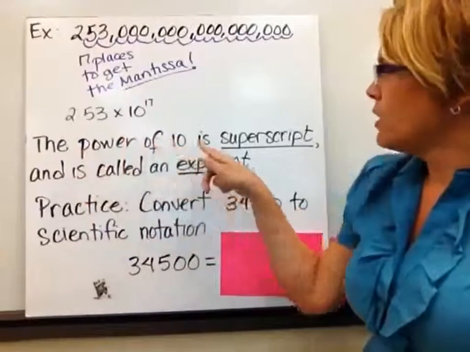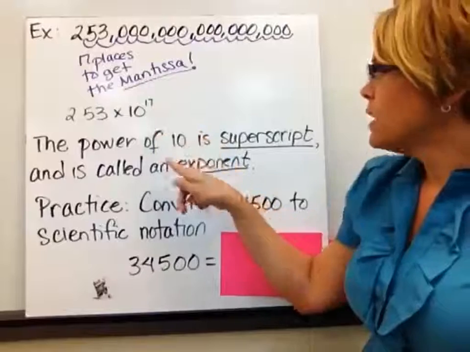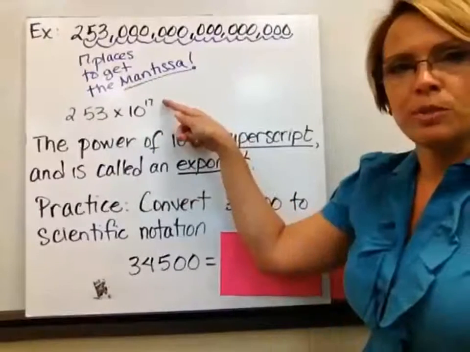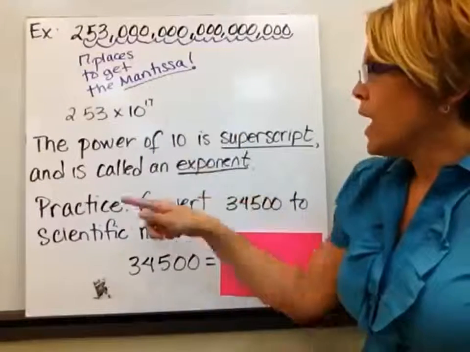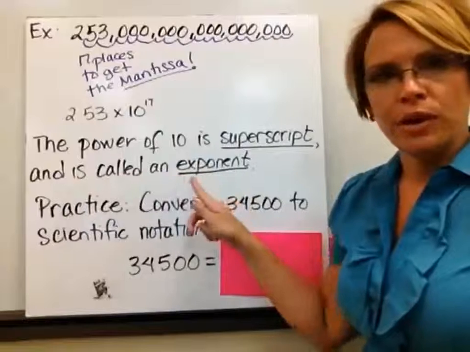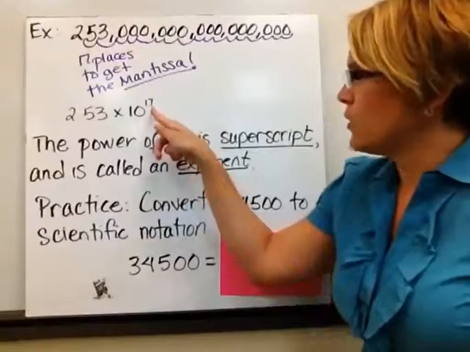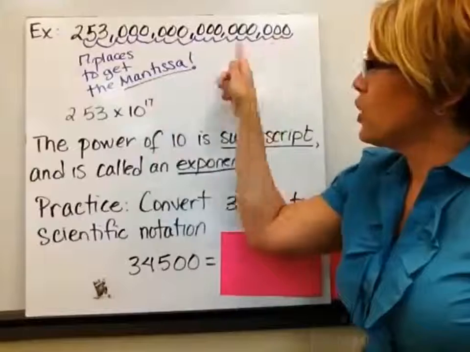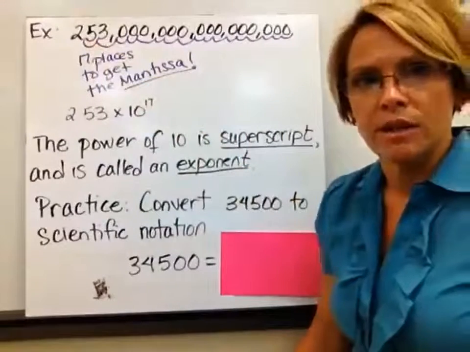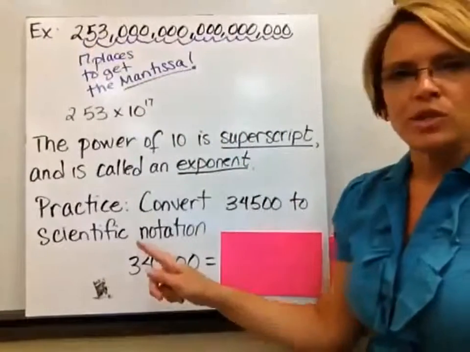The power of 10 here, so this 17, the power of 10 is called superscripted. It means it's written above the line. And we call that an exponent. Hopefully that word exponent is not new to you. But this exponent here, that 17, tells you the number of places it took to get to the mantissa.